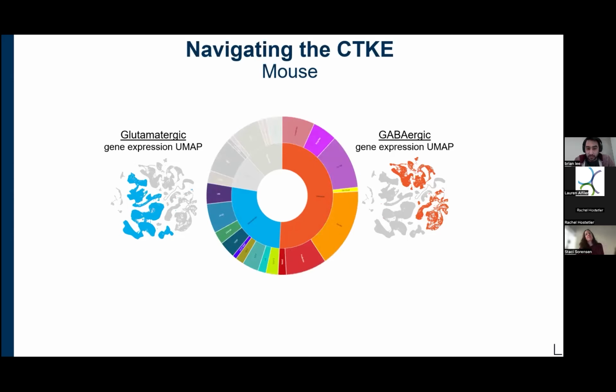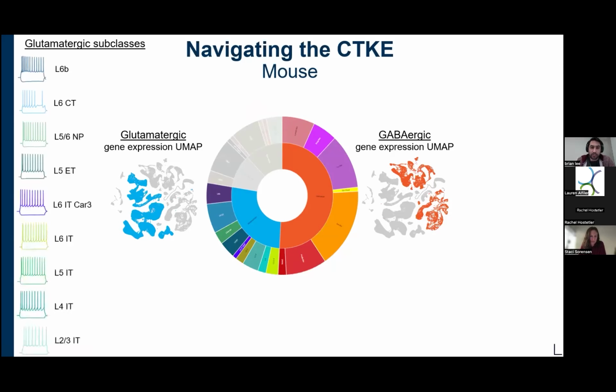And then taking that a step further, as Rachel explained, embedded within each one of these broader classes are subclasses. So for the GABAergic type, we have LAMP5, VIP, SST, Pvalb, and then several other glutamatergic types. So how does this apply to physiology?